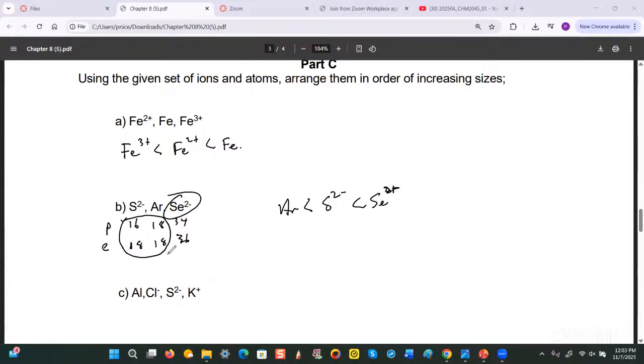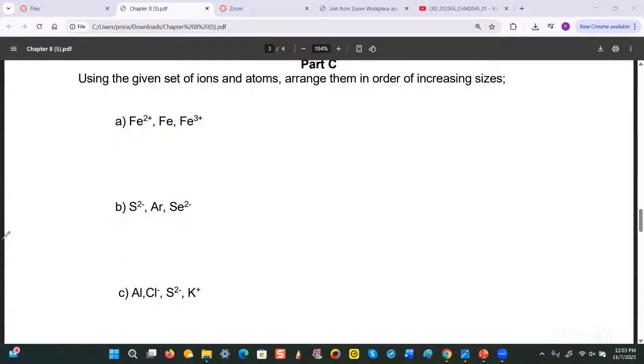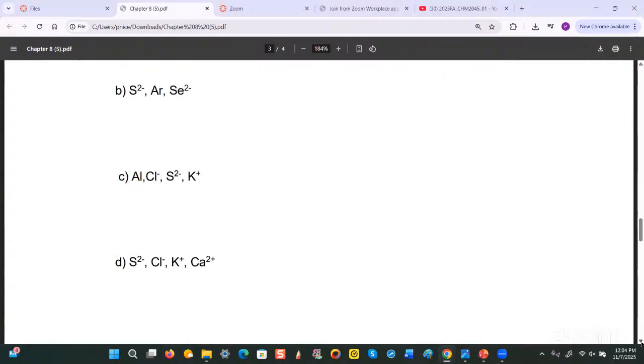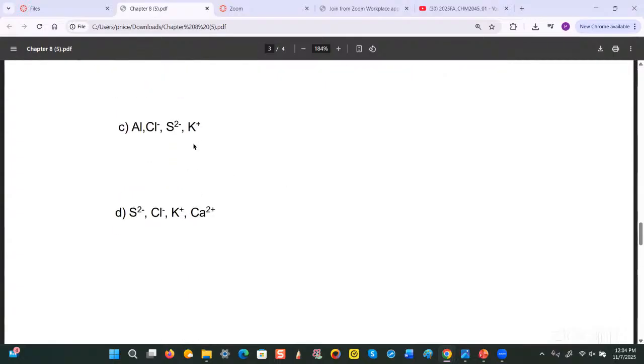All right. Okay. Any questions about that? Any questions? All right. Let me clear this here. And let's look at the next one, C. Now, in the case of C, they gave you aluminum, chloride, sulfide, and potassium ion. So again, I like to look at the number of protons versus electrons.